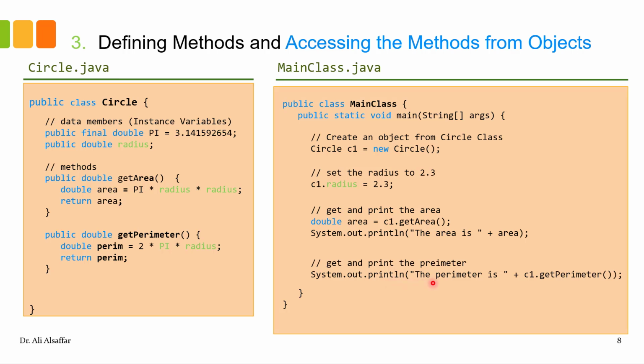Here you say print, the parameter is, and see here you are using C1.getParameter. So here you are calling the method getParameter. In fact, when you call this method, you are going inside the class because the object is called C1 and the map for C1 is the class. So you go inside the getParameter method, it will do the calculation, and then after returning, we are returning back to print, and it will print the result. So this is how you access the data and methods when you create an object from a class.